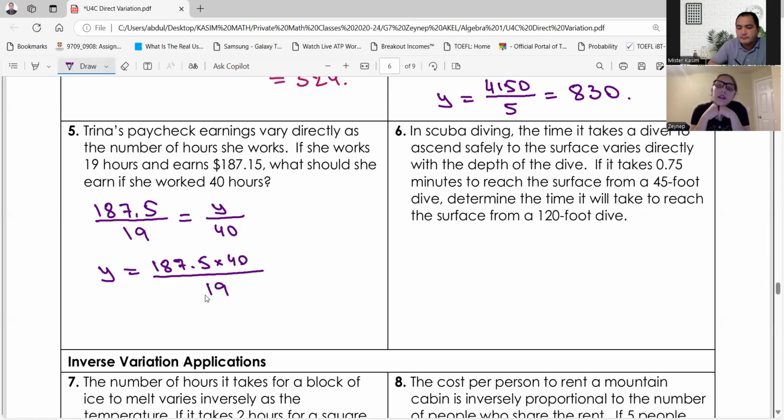Oh, I did the 187.5 times 40, but I didn't divide by 19. Well, we have 19 here. Where has it gone? It's not 5, it's 15. Sorry, this is 15. So should I do it again? Because I did the top, I just didn't do the bottom. Yes, can you do it again?